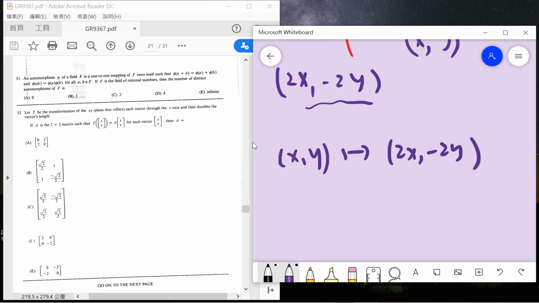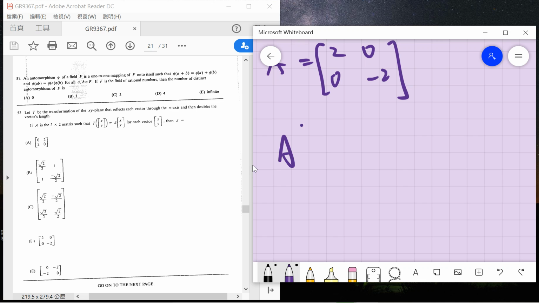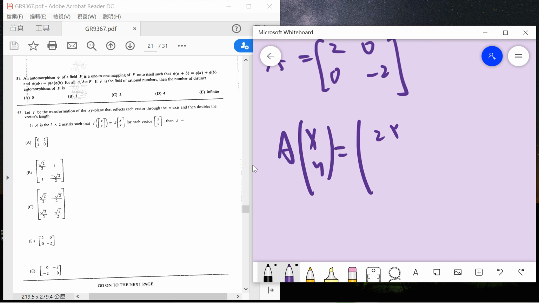Okay, so basically you can choose A to be 2, 0, 0, minus 2. Right, because A on xy basically just 2x minus 2y. So the answer is D. The answer is D. Yeah. So too simple. Yeah.